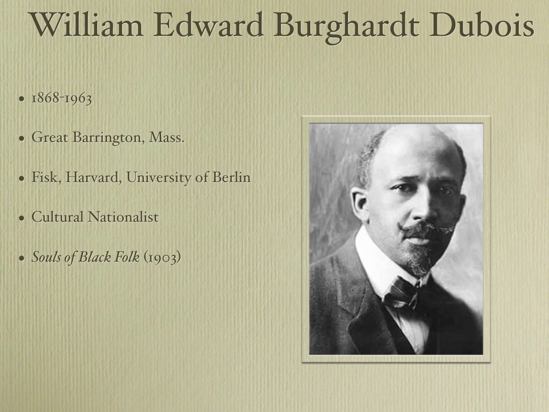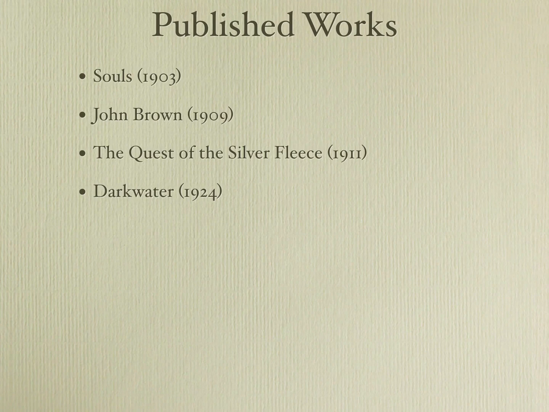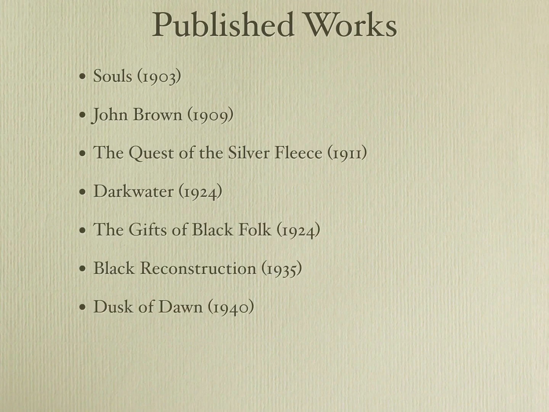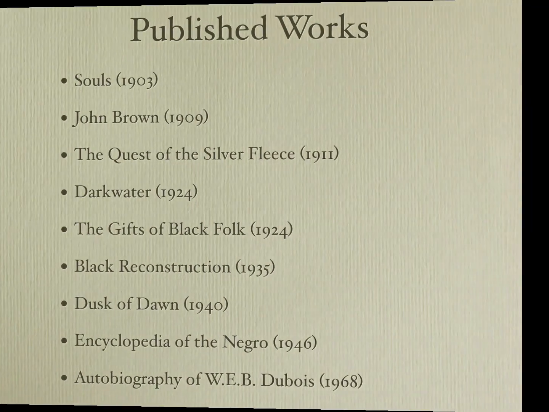He wrote a book called The Souls of Black Folk, which some people regard as the most important work in the 20th century. He was also an editor of the Crisis magazine, which was the magazine for the NAACP. And after Washington's death in 1915, he is the de facto leader of Black America. Du Bois published a number of works, everything from The Souls of Black Folk to Dark Water, Black Reconstruction, Dusk of Dawn, the Encyclopedia of the Negro, and of course, an autobiography, which was later posthumously published in 1968.